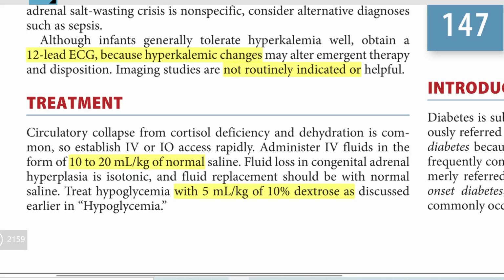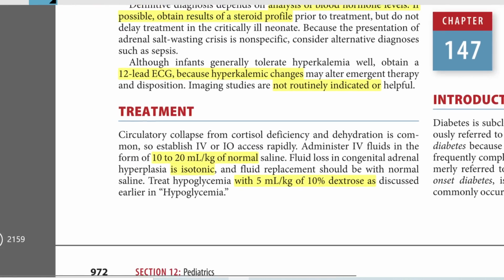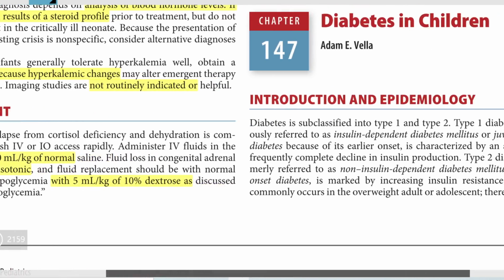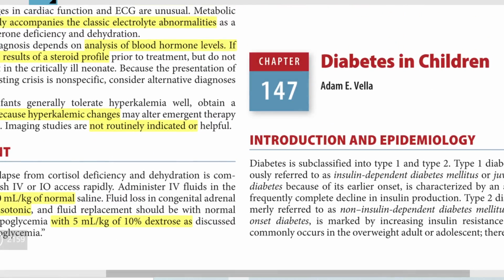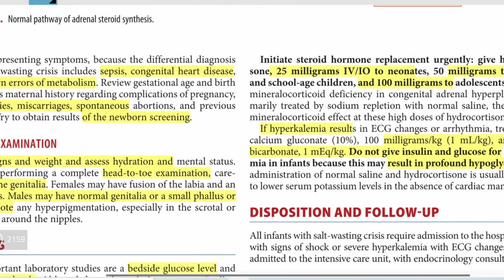Treatment: because there is circulatory collapse due to adrenal crisis, initially we will administer fluids, that is 10 to 20 milliliters per kg of normal saline as a bolus. The fluid loss is isotonic, so fluid replacement should be with normal saline. And for hypoglycemia, 5 ml per kg of 10% dextrose should be administered.